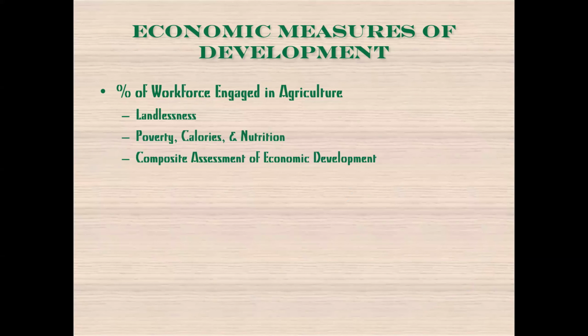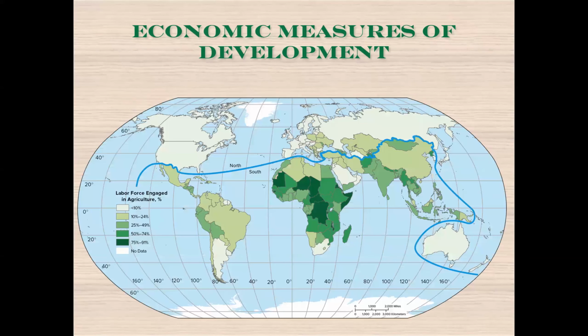Percentage of the workforce engaged in agriculture. So again, let's just look at a map. Again, notice the more developed you are, the less you are engaged in agriculture. The less developed you are, the more. So anything south of that line is in the darker green.